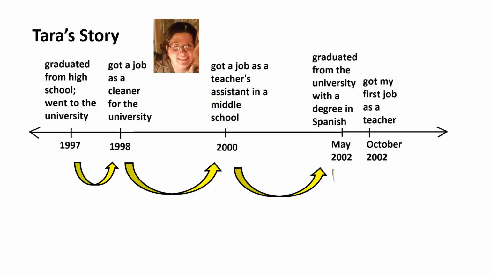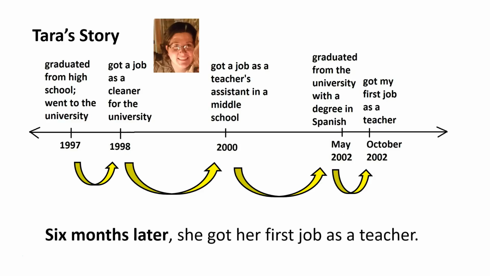What do you think about this last part here? From May 2002 to October 2002. So time has passed, but it is less than a year. So May, June, July, August, September, October. That's about 5 months, I think. I would say 5 months later, or maybe about 6 months later, she got her first job as a teacher.